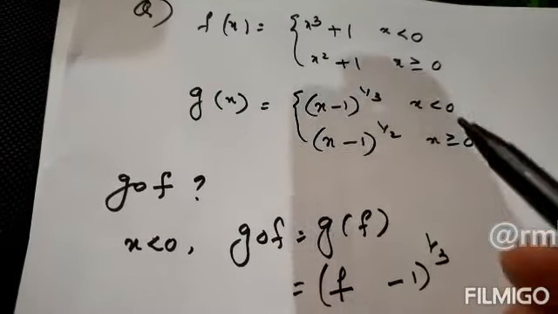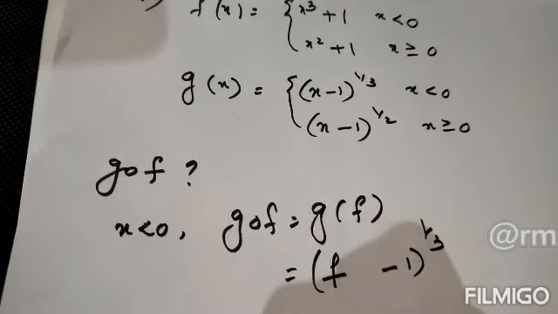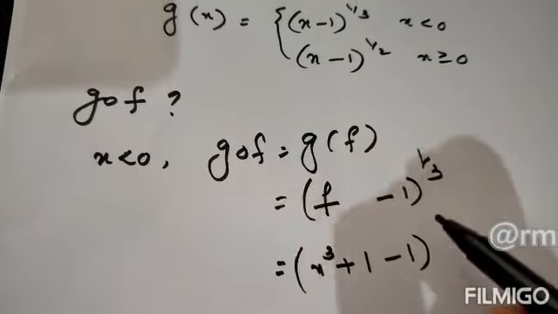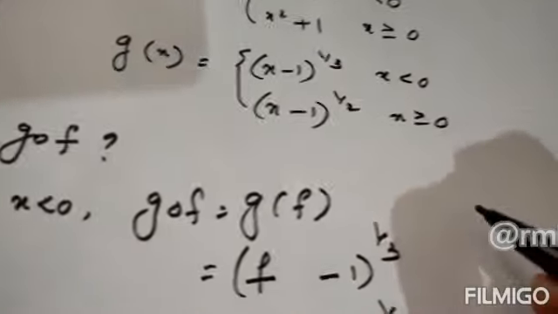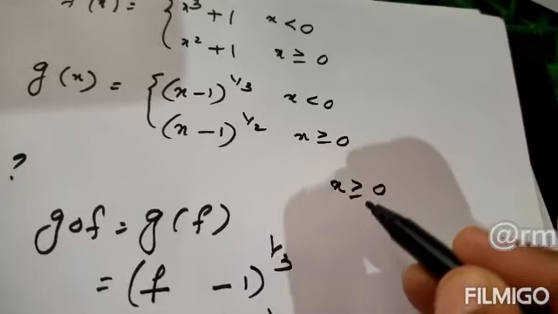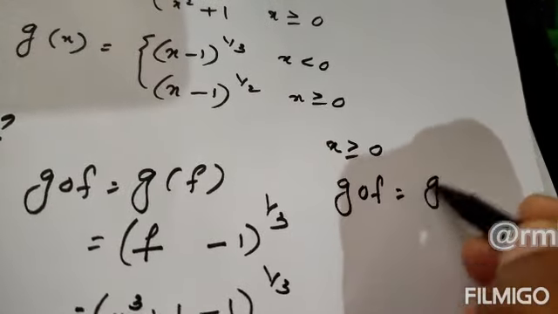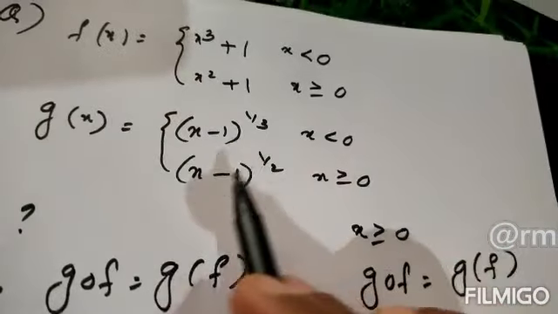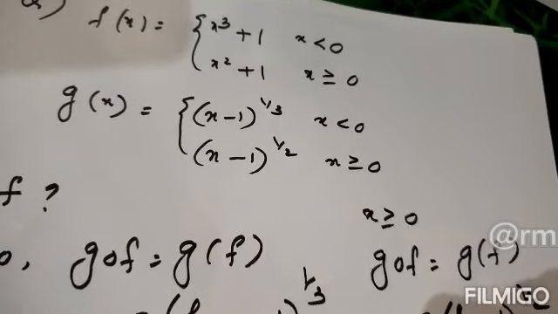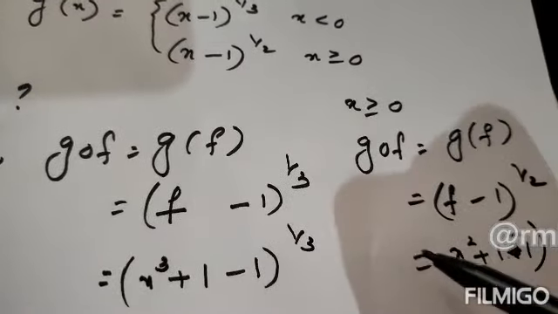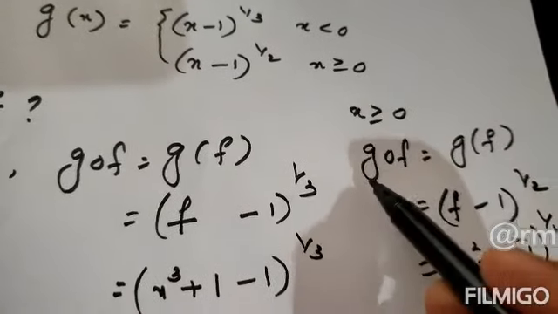We substitute f when x less than 0. f is x cube plus 1, so (x cube plus 1 minus 1) whole raised to 1 by 3. That is, x cube raised to 1 by 3 is x. Similarly, when x greater than or equal to 0, g composition f is g of f. For x greater than or equal to 0, g of x is (x minus 1) raised to 1 by 2, so (f minus 1) raised to 1 by 2. f is here x square plus 1, so (x square plus 1 minus 1) raised to half, it is x. So g composition f, in both cases, is x.